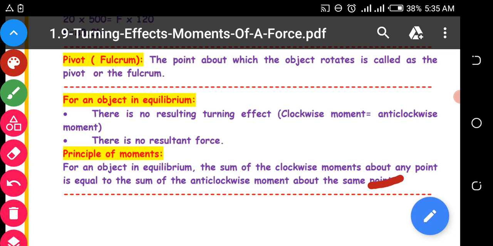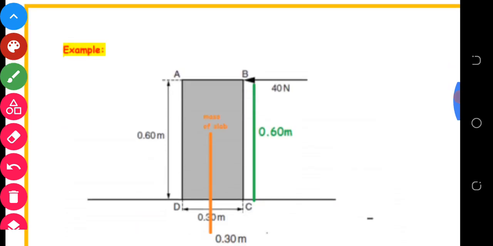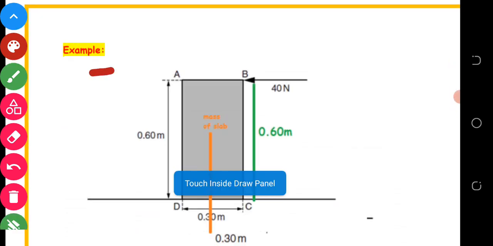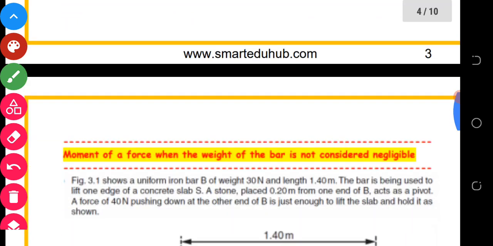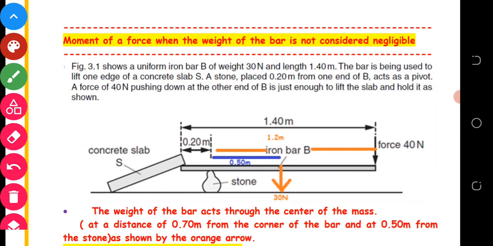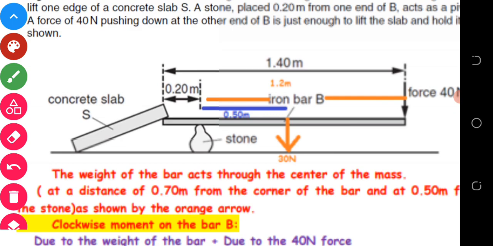So clockwise moments, anticlockwise moments, pivot or fulcrum, equilibrium, and the principle of moments. If we are comfortable with those five theories, then well and good. All we have to do now is look at a few examples. Now, when we are solving past examination questions and looking at the type of questions that we may encounter in our exams, those questions are most likely to look like this.